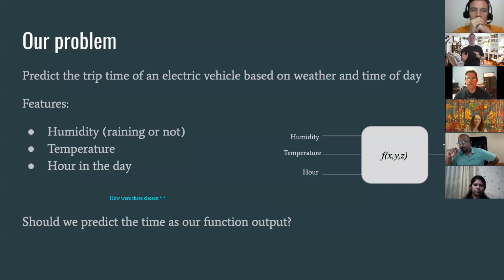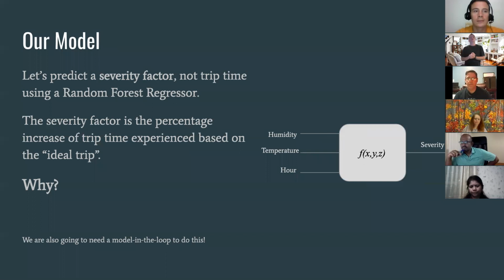Since we're already losing a lot of resolution in the hour of the day, because 8:30 may actually be different than 8:45 and we're only feeding in the hour, the severity factor is going to let us capture a little bit more by demanding a bit higher resolution on the output as opposed to putting that in on the input. So we're going to do a severity factor based on that ideal trip.